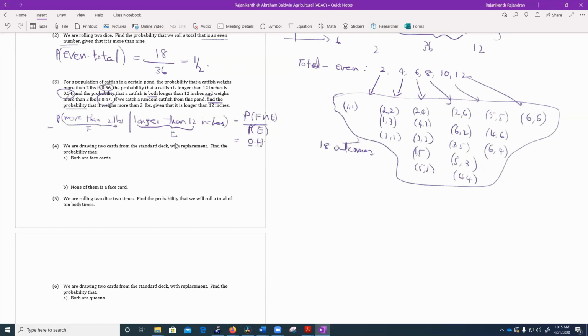Over the probability of E. My event E is what? Longer than 12 inches of the catfish. So where is that? The probability that the catfish is longer than 12 inches is 0.54. Therefore, it is 0.54. If you simplify, you will get the exact answer in fraction format, which is 47 over 54. So I'm not rounding, I'm writing in exact form.